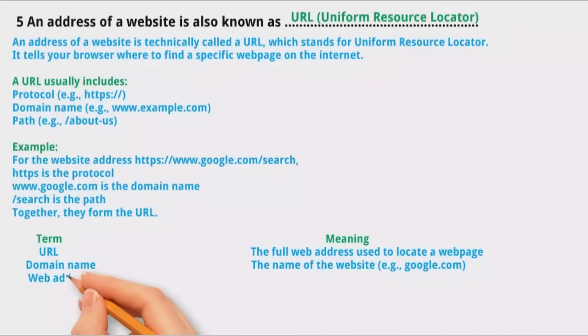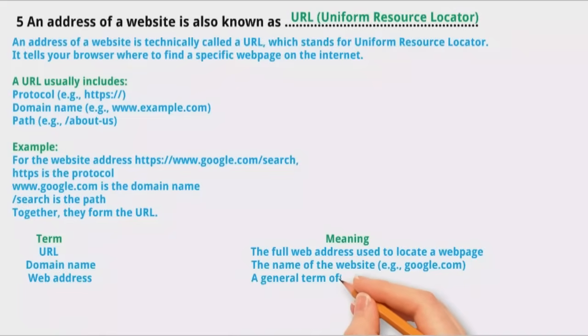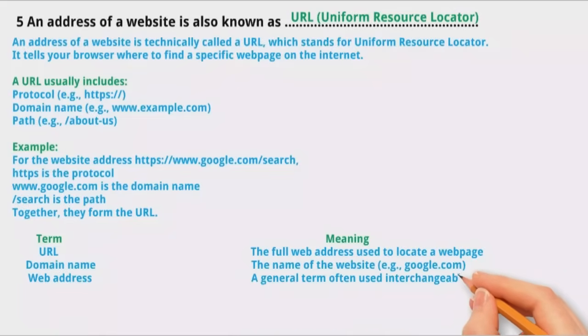Summary. URL: the full web address used to locate a web page. Domain name: the name of the website, for example, google.com. Web address: a general term, often used interchangeably with URL.